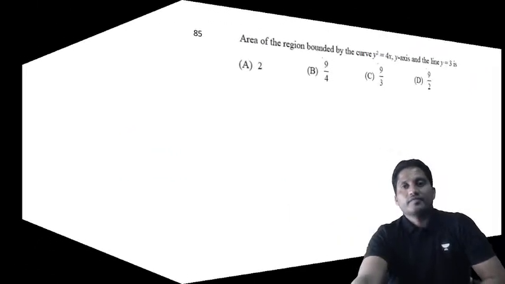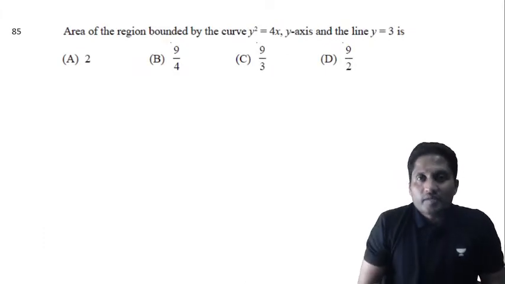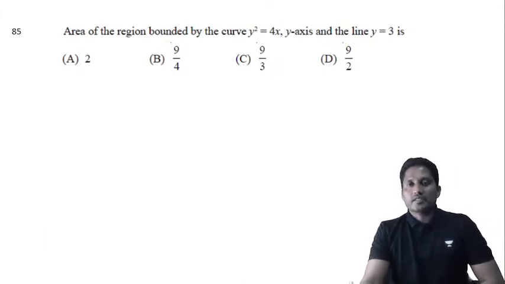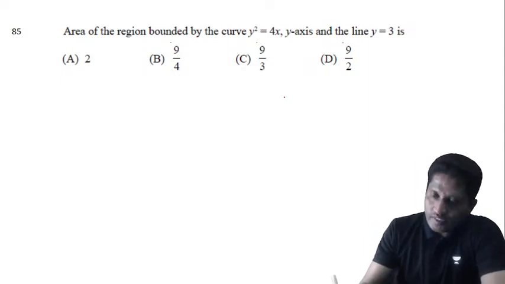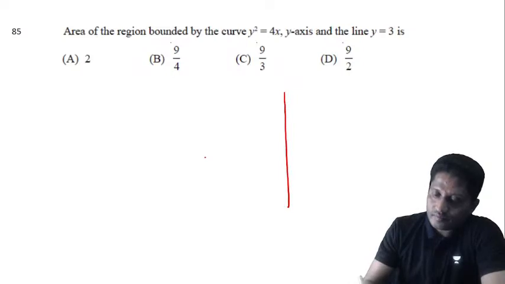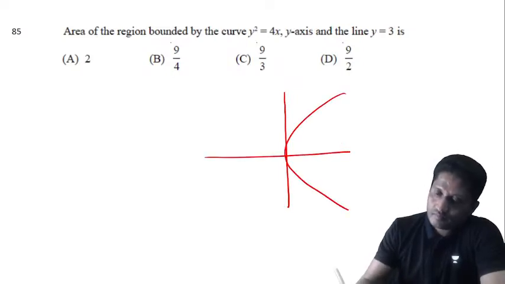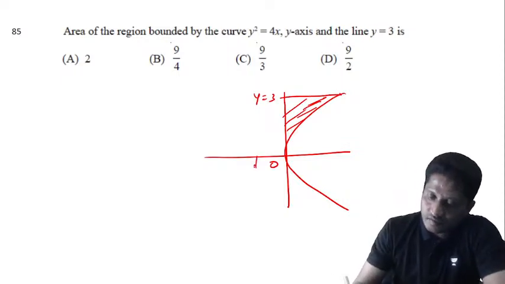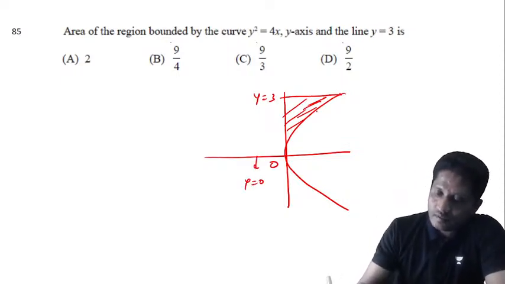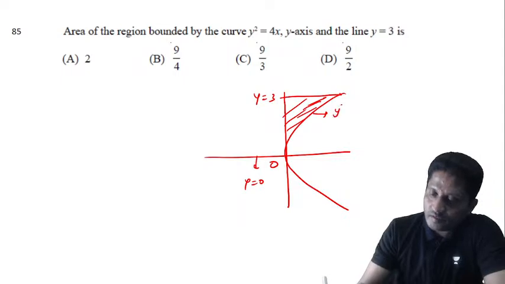Question number 85. Area of the region bounded by y square is equal to 4x, y axis, and the line y equal to 3. Y square is equal to 4x is the right parabola. Okay, and the line y equal to 3. This area I am supposed to find out. Area bounded by the curve and y axis. This curve is y square is equal to 4x. Okay, and function of y, x is equal to y square by 4.